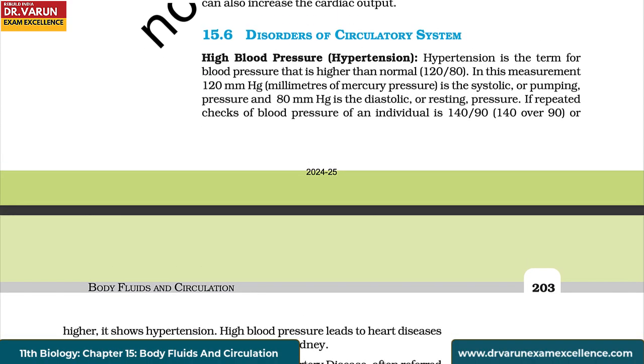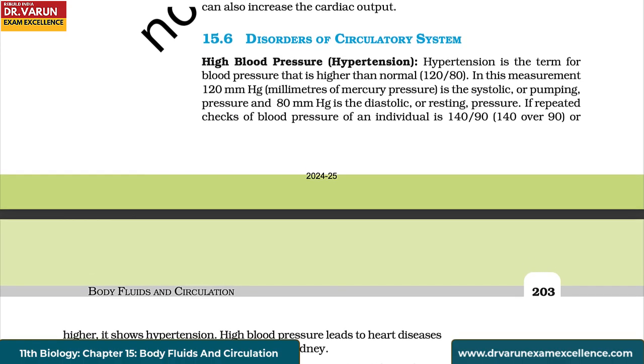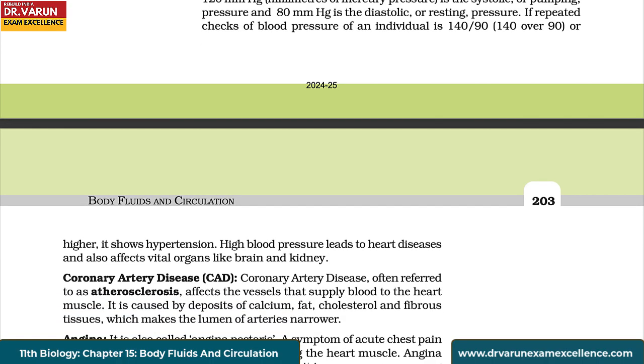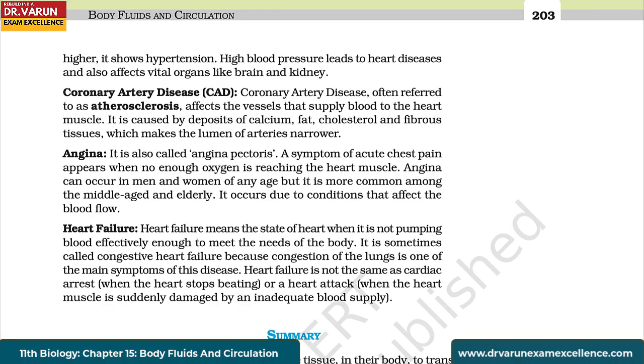Disorders of circulatory system. High blood pressure or hypertension. Hypertension is the term for blood pressure that is higher than normal, which is 120 by 80 mm mercury. In this measurement, 120 mm mercury is the systolic or pumping pressure and 80 mm mercury is the diastolic pressure or resting pressure. If repeated checks of blood pressure of an individual is 140 by 90 or higher, it shows hypertension. High blood pressure leads to heart diseases and also affects vital organs like brain and kidney.